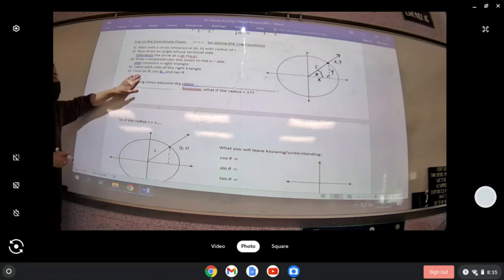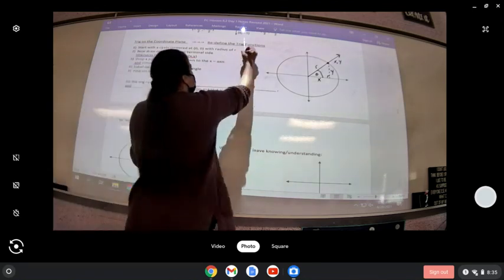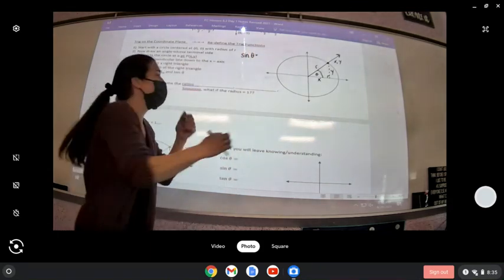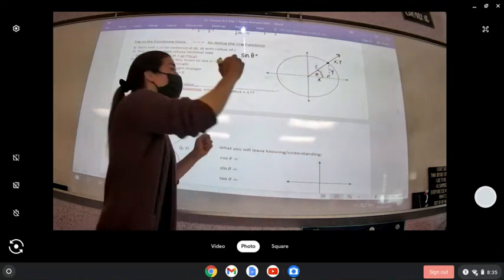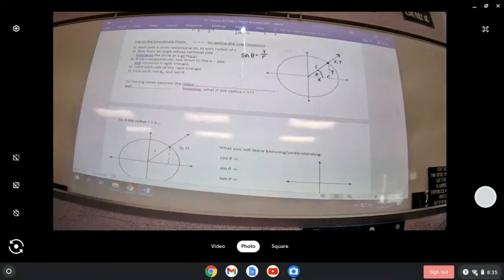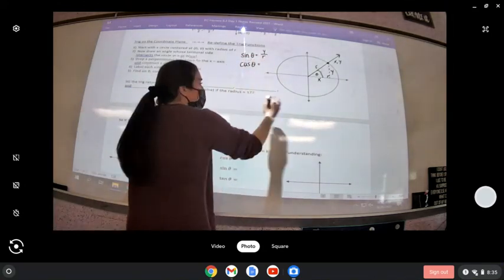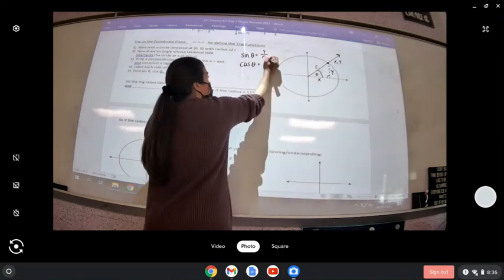So guys, now go ahead, find the sine, cosine, and tangent of that angle. The sine of angle theta is going to be equal to O over H, a y coordinate over a radius. The cosine of angle theta, right? If you think A over H, is an x coordinate over a radius.